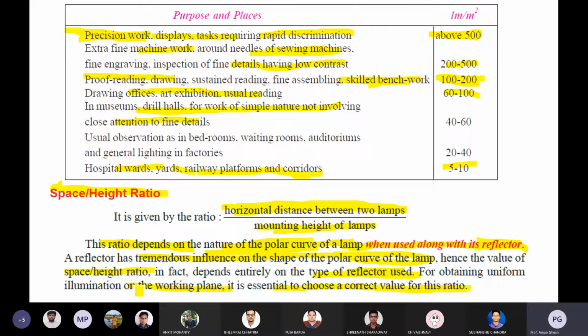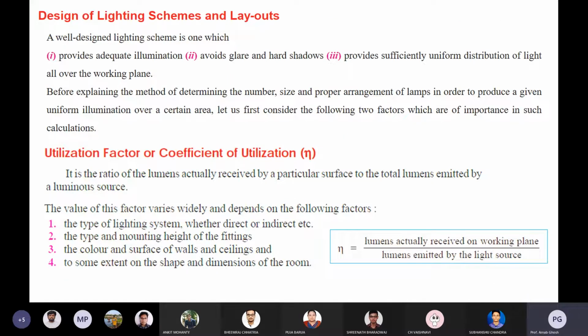Then the important points: the design of lighting schemes by the layouts. What are the different types of layouts? A good lighting scheme should provide adequate illumination, avoid glare and hard shadows, so how much glare there is, you should avoid it, and provide sufficiently uniform distribution of light all over the working plane. How uniformly the light is distributed depends on the plane.